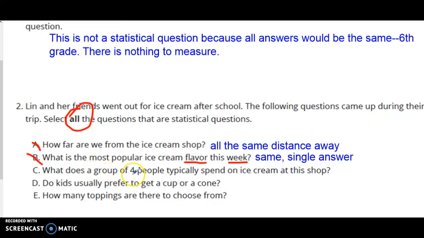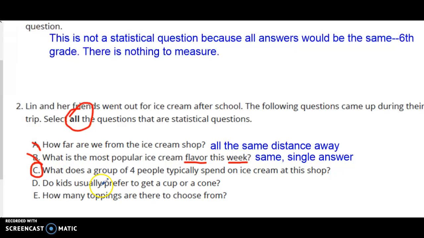What does a group of 4 people typically spend on ice cream at this shop? Okay, now here, I can look at many different groups of 4 people, and I can figure out, okay, what do these 4 people spend? What do these 4 people spend? What do these 4 people spend? It's all going to be different, and then I can average them together. So this one is a statistical question.